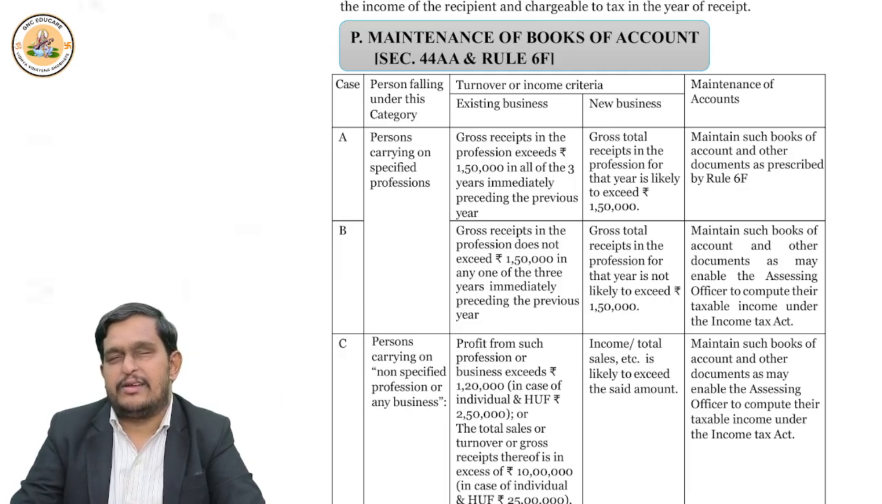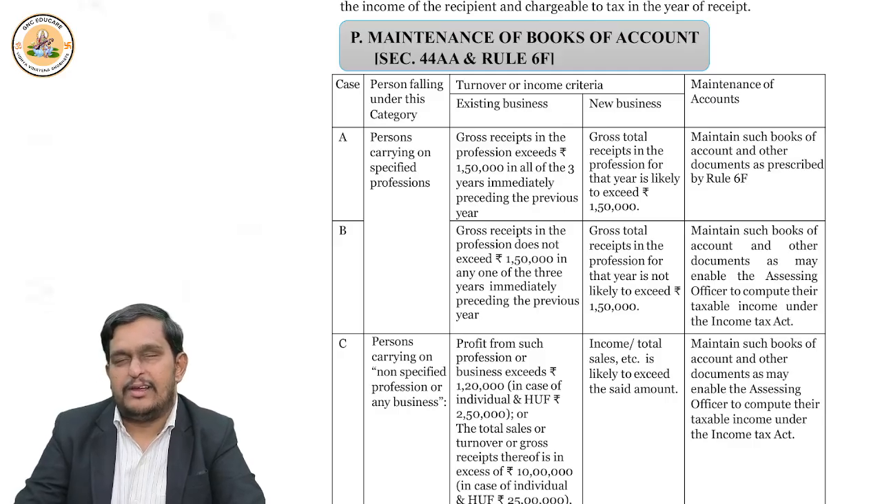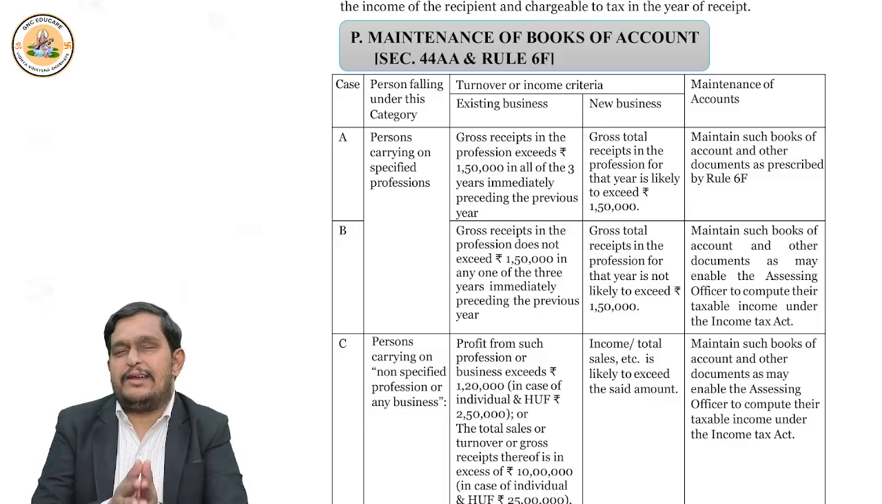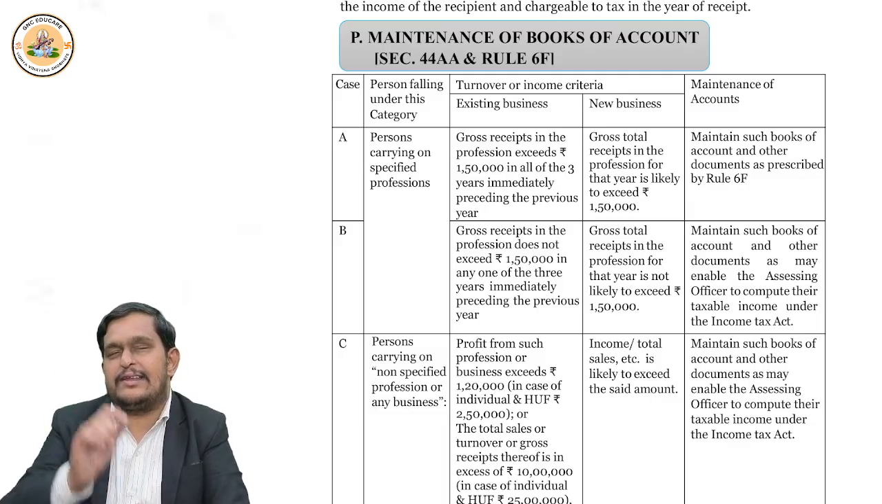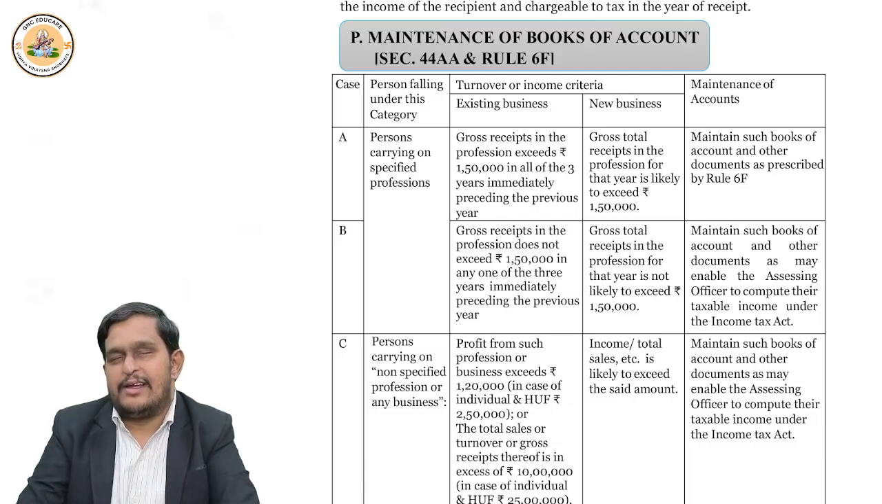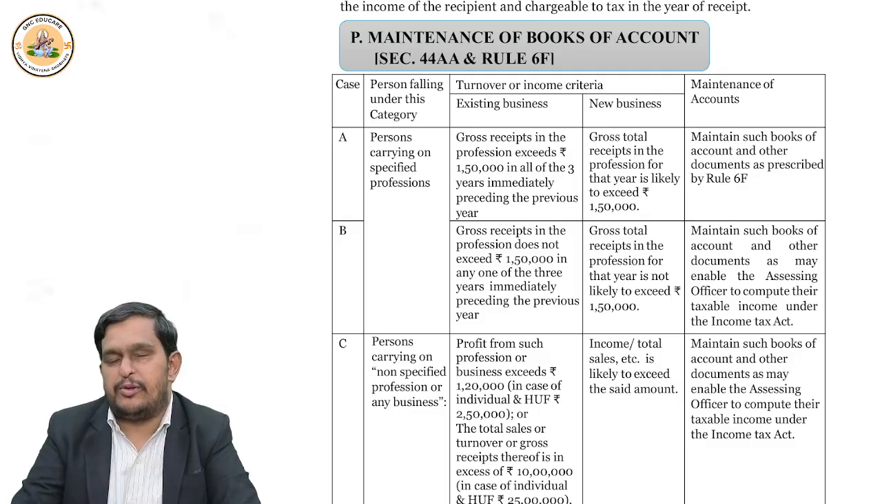This you should remember. Now, what is 44AD, what is 44ADA, 44AE, all that we'll discuss in the next video. Don't worry. But a brief idea I'll give in this video itself. Okay. So if you are covered under those sections, you file a return under those sections, you want to compute income under those sections, then E and F will be applicable to you.